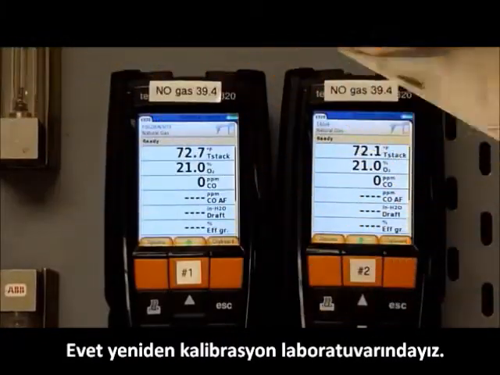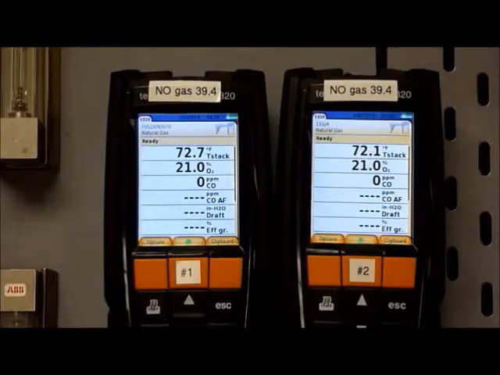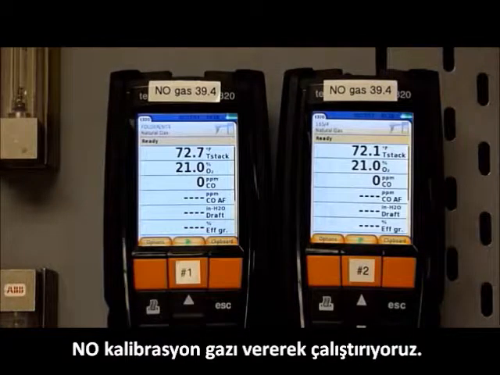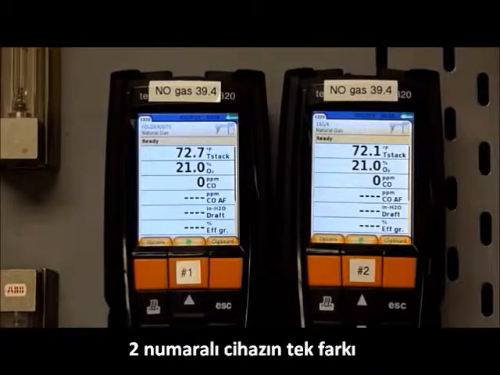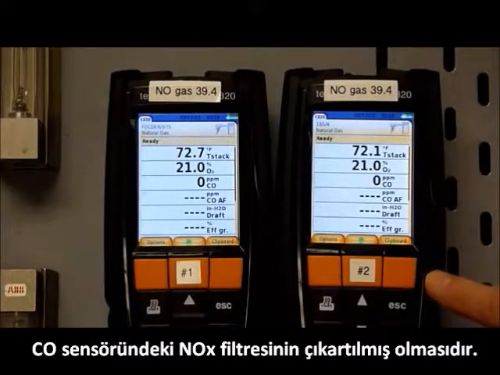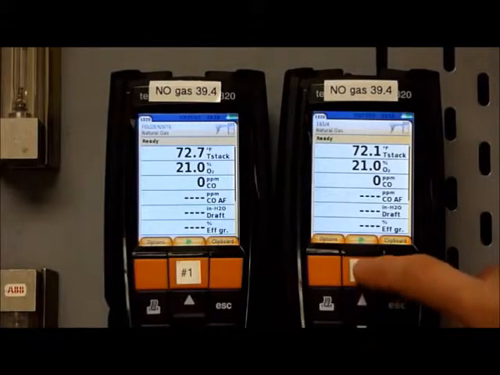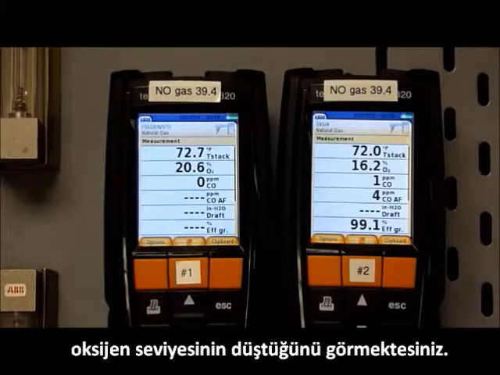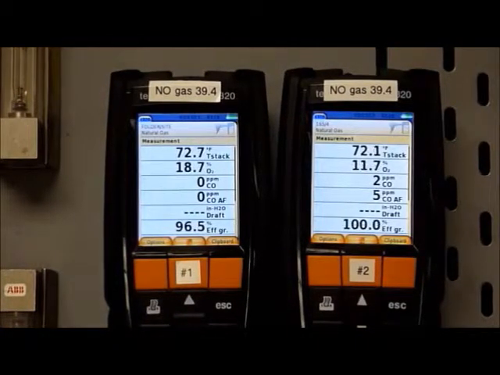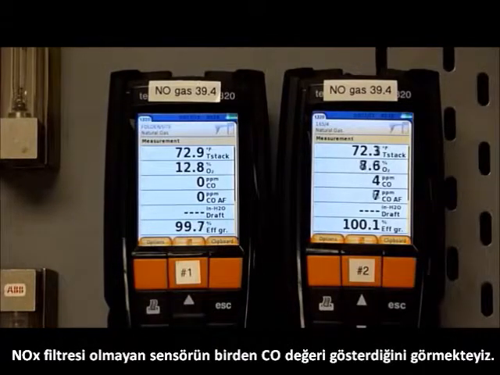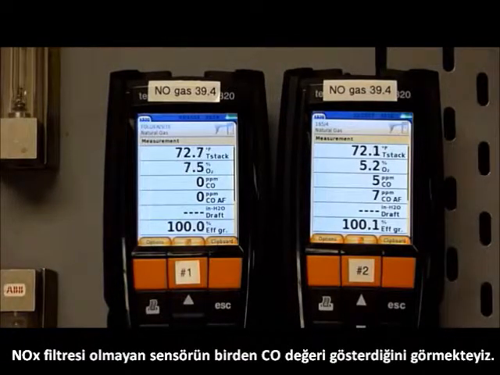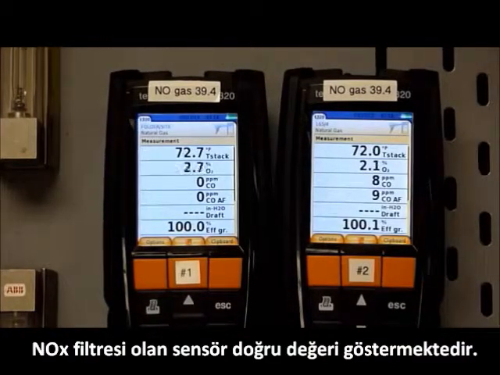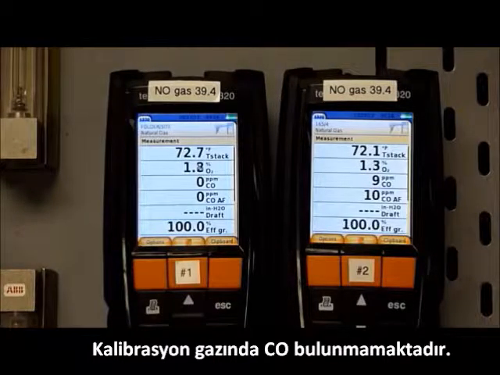Okay, now we're back at the calibration lab, and we're running the same analyzers on the nitric oxide calibration gas at 39.4 ppm. The only difference is that analyzer number 2 has got a CO sensor with a NOx filter removed. So we'll start both analyzers, and what you'll see is the oxygen coming down, and we immediately see a CO reading on the sensor that does not have the NOx filter. The one that does have the NOx filter is reading correctly. There is no CO in this calibration gas.